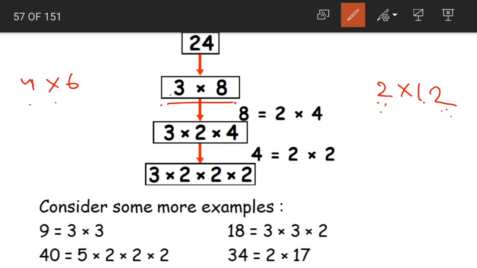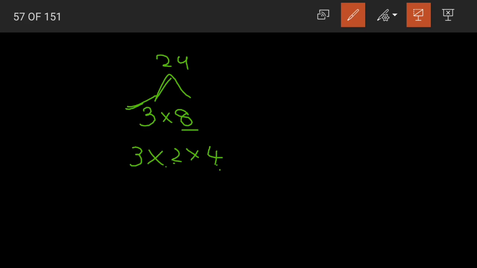See, take 3 into 8. 3 is already a prime number. So 3 is written as it is. And how can 8 be split? 8 can be written as 2 4s are 8. So 2 into 4. Let me write it here. 24 is first written as 3 8s are 24. Then 3 into 8. Yes, 3 is already a prime number, so let us keep it as it is. Now how can we write 8? We can write 8 as a product of 2 and 4, children.